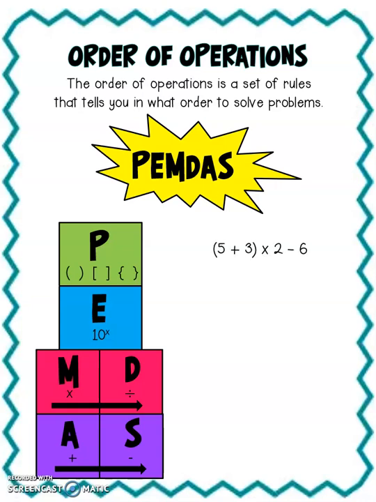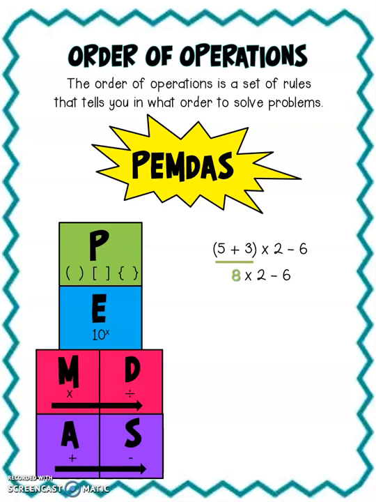Let's start with (5 + 3) × 2 − 6. So if I'm following my order of operations, I like to go through each letter and double check to make sure I don't have anything for that step. So the first letter in the order of operations is P for parentheses. I do have a set of parentheses in this expression, so I'm going to solve 5 plus 3 first. I can rewrite my expression now as 8 times 2 minus 6.